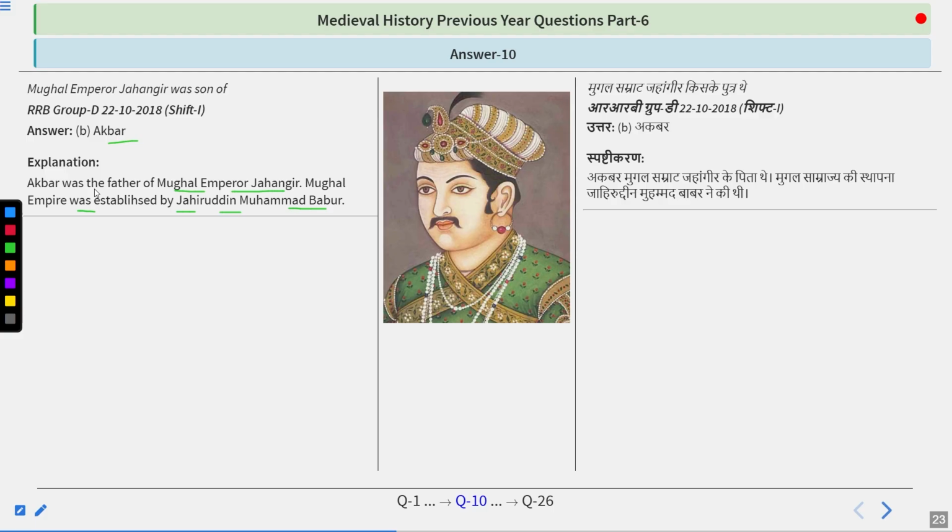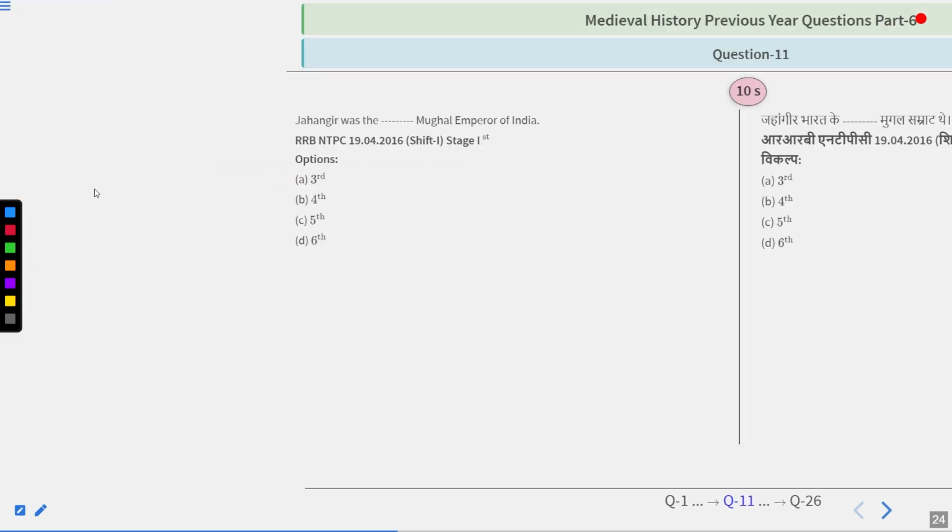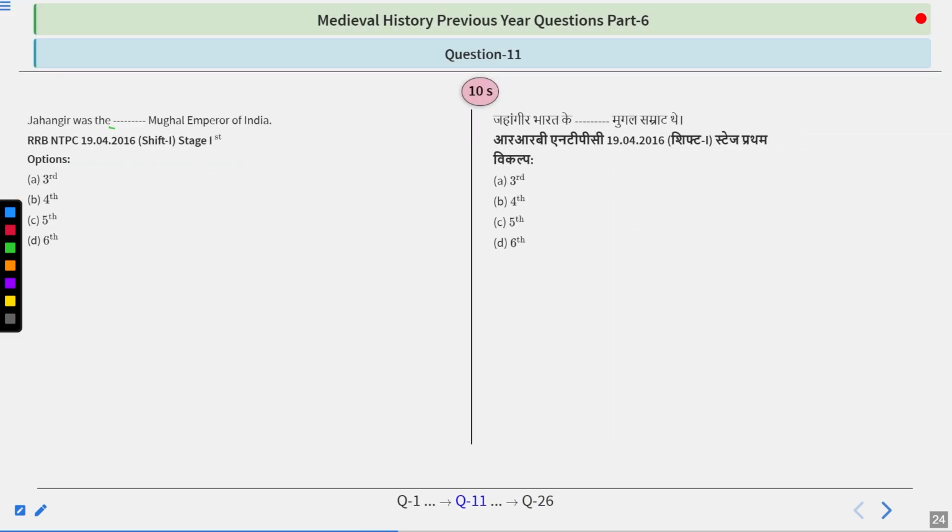Khusro Shah. And if we talk about Jahangir, after Jahangir, the king of Mughal Empire was Shah Jahan. But before Shah Jahan, there was a de facto king at that time, that was Shahryar Mirza. Also, Jahangir was the dash Mughal Emperor of India. So take your time and try to find out the answer.